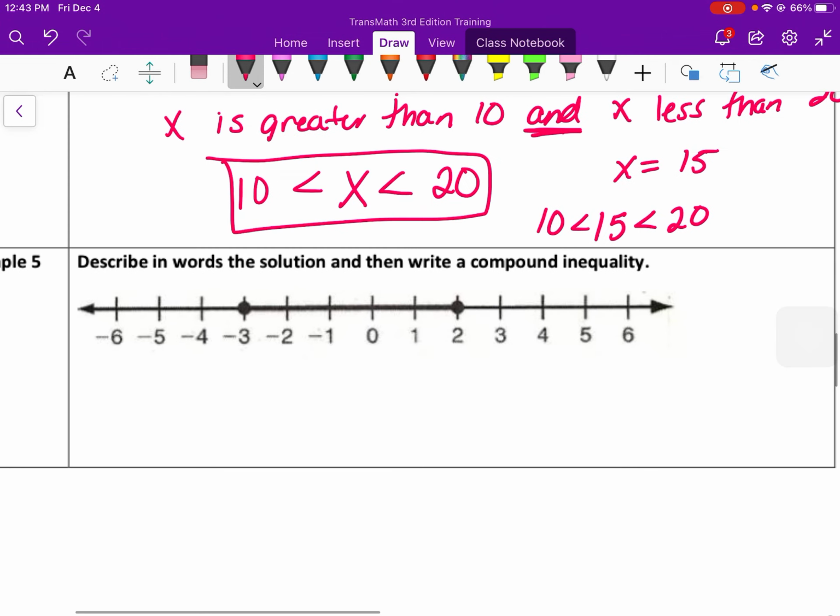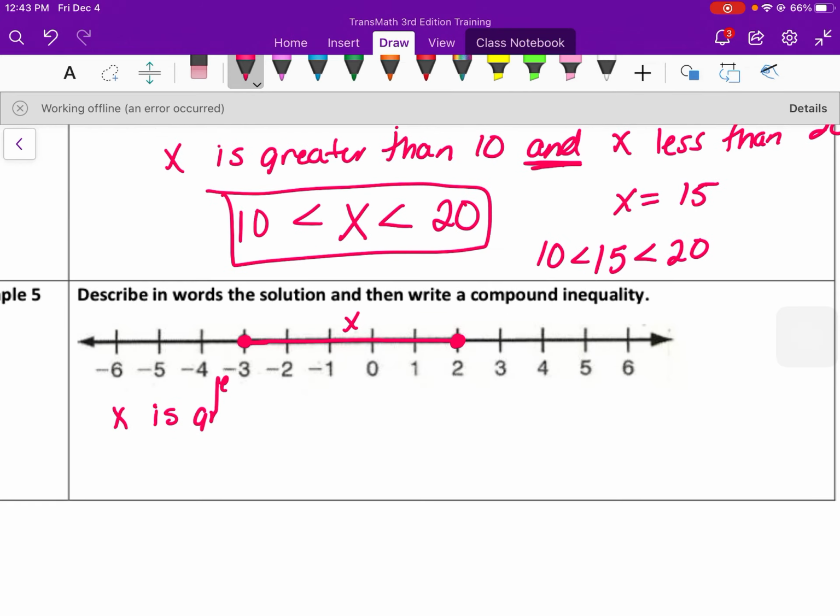Okay, last one. This one is x values are greater than or equal to -3 because it's a closed circle, or and less than or equal to 2 because it goes between. So if it's between, it's an and again. So x, and it's greater than or equal to because it's a closed circle.